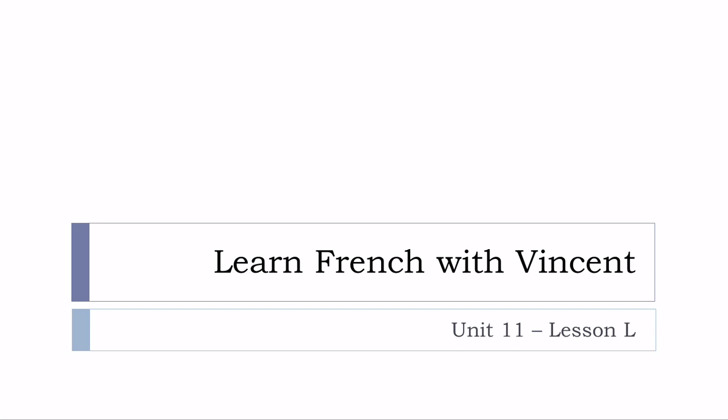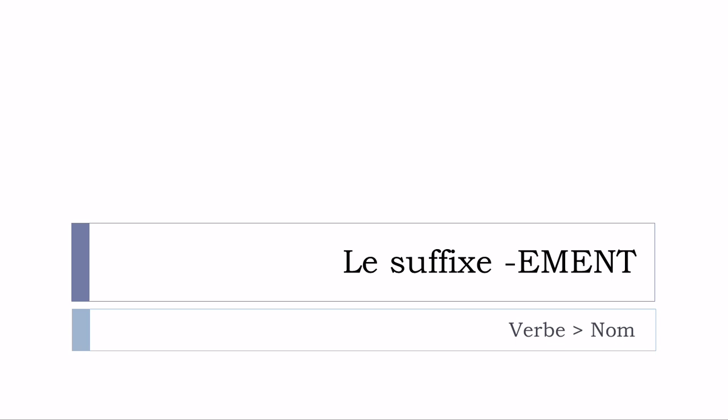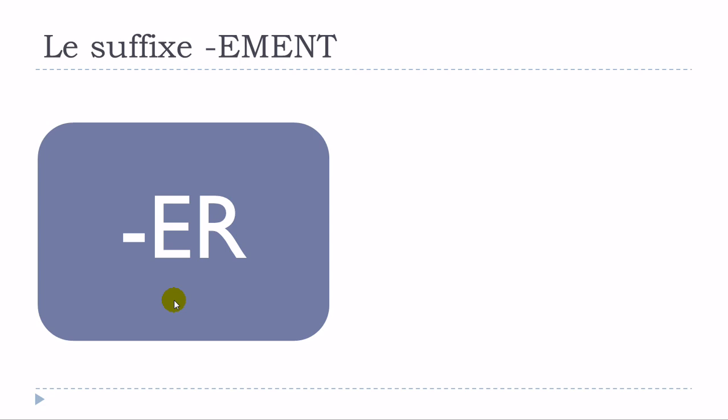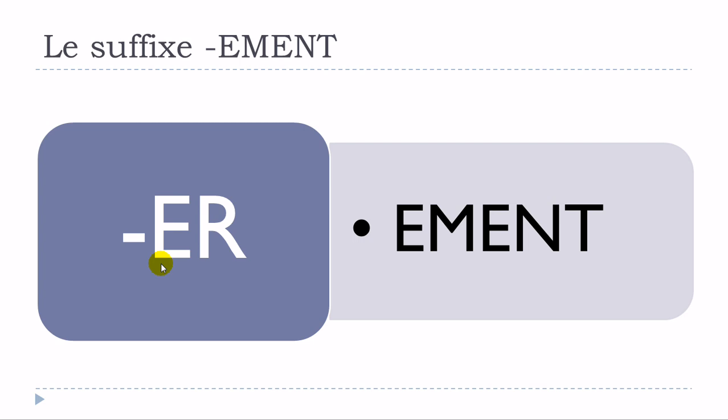In this lesson, we'll see together, as the second video covering this topic, les suffixes. In this video, we'll see le suffixe E-M-E-N-T, "-ement". The idea is to see how we can come from a verb and make from that verb a noun. If your verb ends with er, and as usual when we learn French, it doesn't concern all the verbs ending with er, but the verbs that we'll see in this lesson will work with that concept. You need to take away this er ending and replace it with the suffix E-M-E-N-T to get the noun.